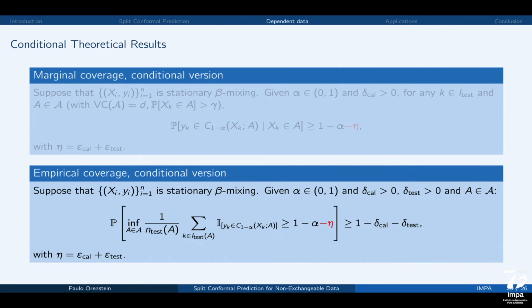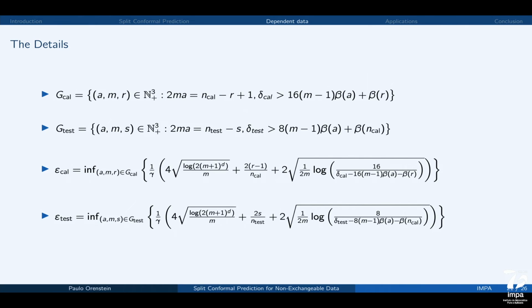So suppose that my data is stationary beta mixing, given alpha, delta cal, delta test, and some A, then basically the indicator of yk being in my set gets very close to 1 minus alpha with a probability that I can control, where eta again is epsilon cal plus epsilon test. I again have to tell you who they are, and again I'm going to try to do this quickly so you don't notice the math very much, but I'm happy to talk about this. So this is epsilon cal and epsilon test. We control these quantities. We know what they are.